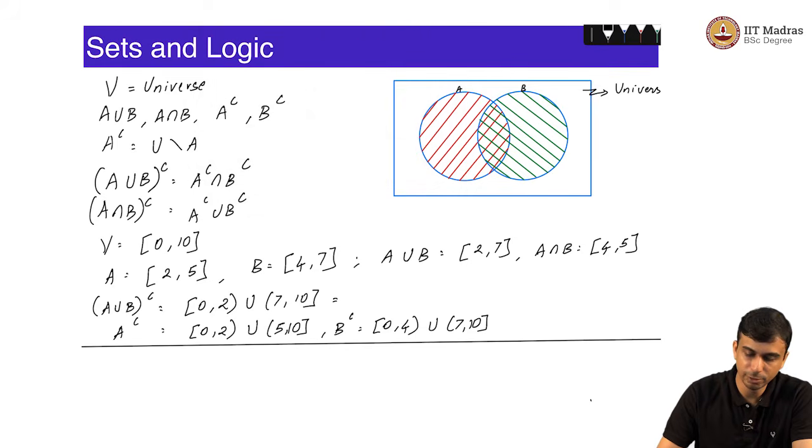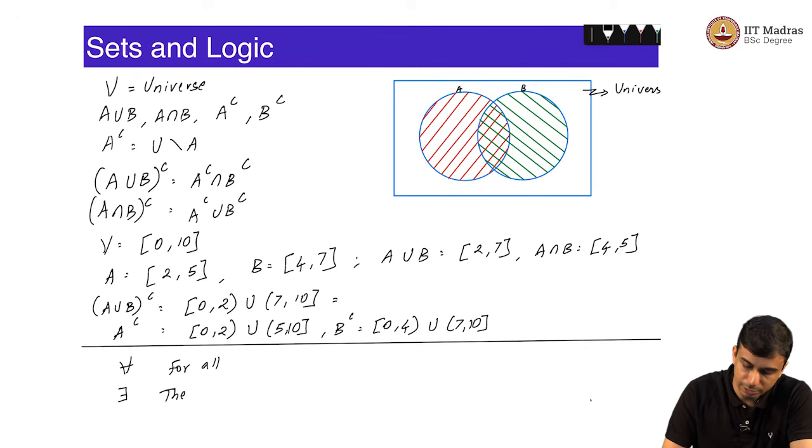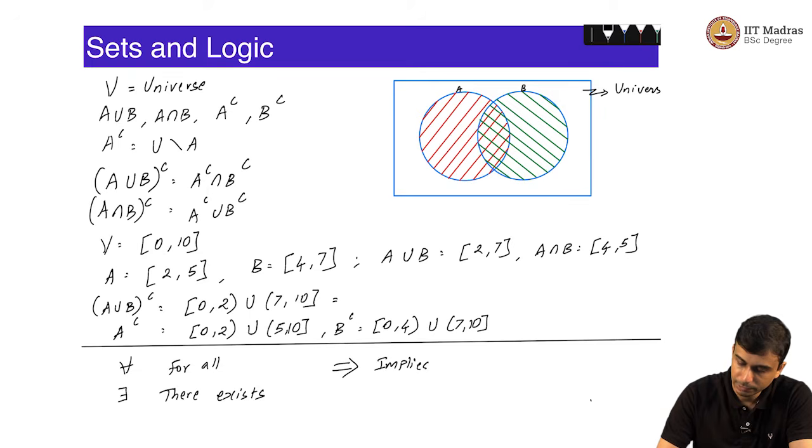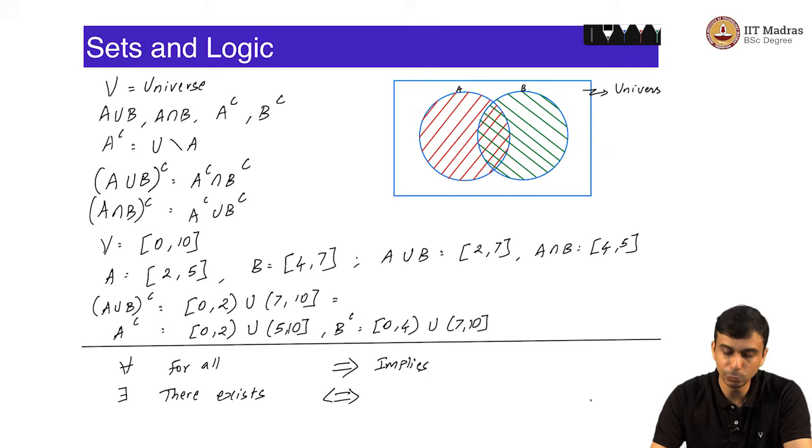There are also some logic statements that we will be using throughout the course, and the four main types of logic modifiers that you will see are these. First, you have the inverted A, which is said to mean for all, and you have an inverted E, which means there exists, and then you have the arrow marks. The double-sided arrow mark essentially means implies, and you might see a two-sided arrow mark which is saying equivalent to.